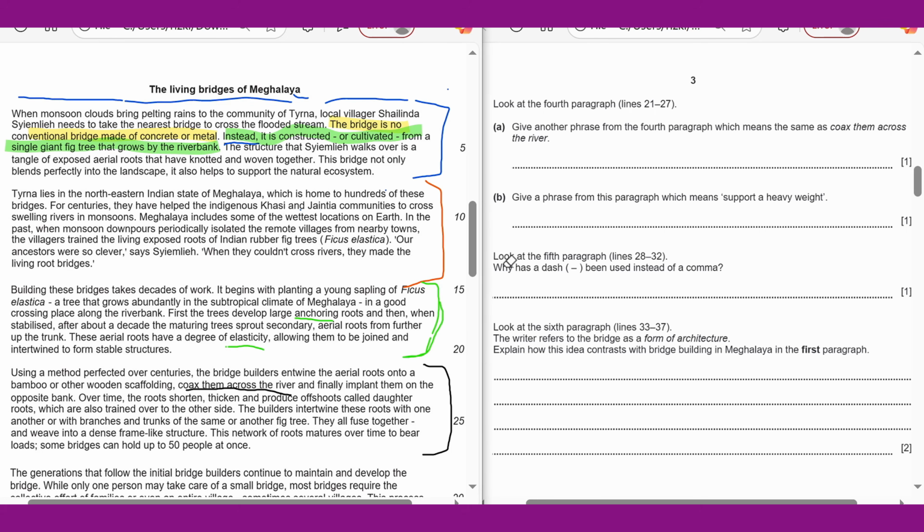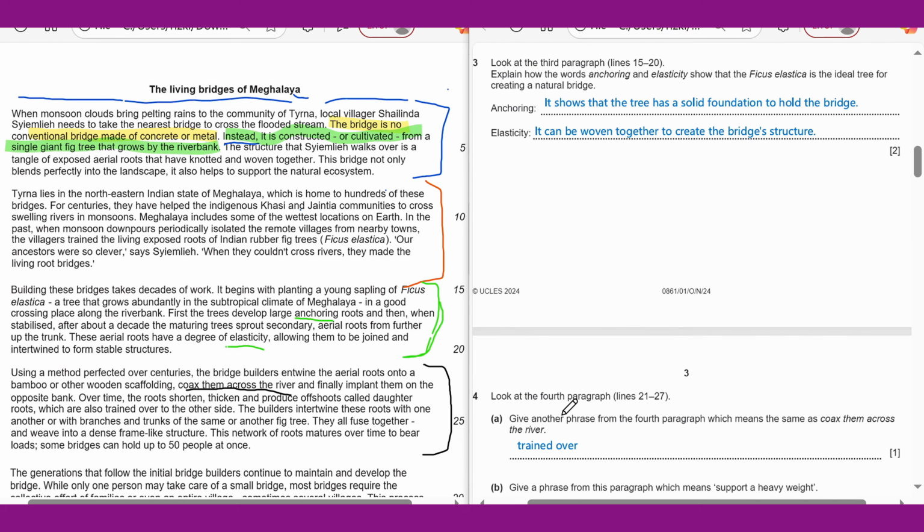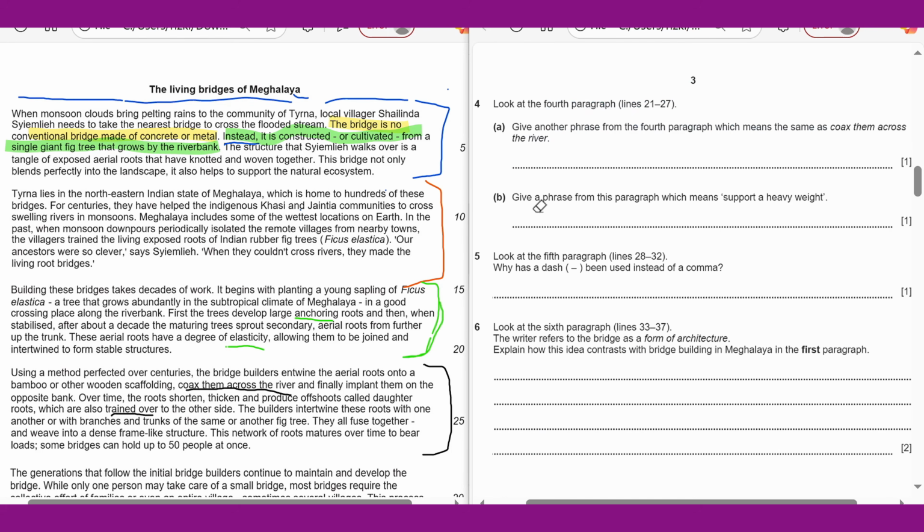Alright guys, let's check out the answer. If you need some more time, please pause this video. Well, the answer is train over here. Train over is another phrase with the same meaning as coax them across the river. Alright, let's move on. Next we are at number 4B.